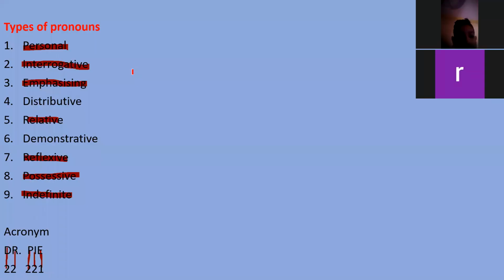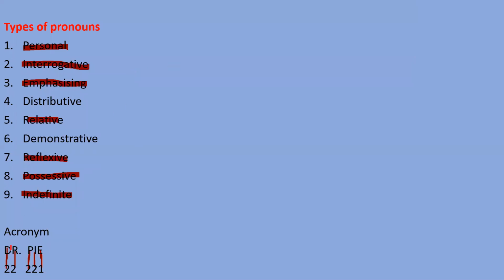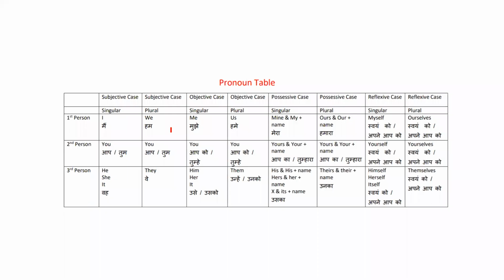So, dear students, by the help of this acronym, we can learn the types of the pronouns. Okay. D for demonstrative and distributive, R for reflexive and relative, P for possessive and personal, I for indefinite and interrogative, and E for emphasizing. So total 9 types of pronouns are there. Okay. Next slide.